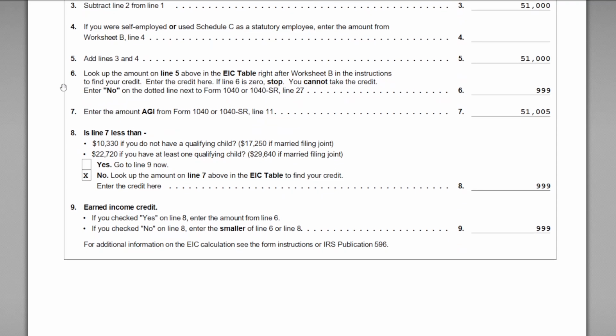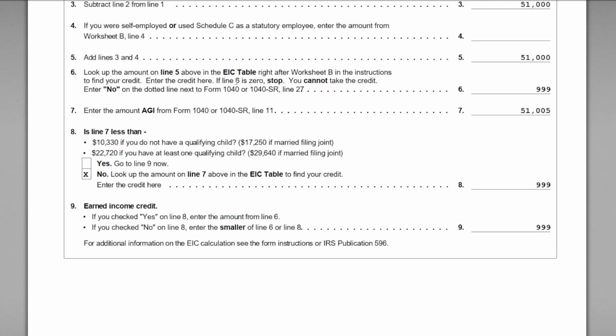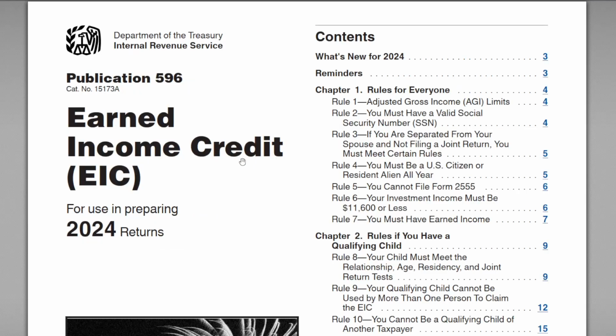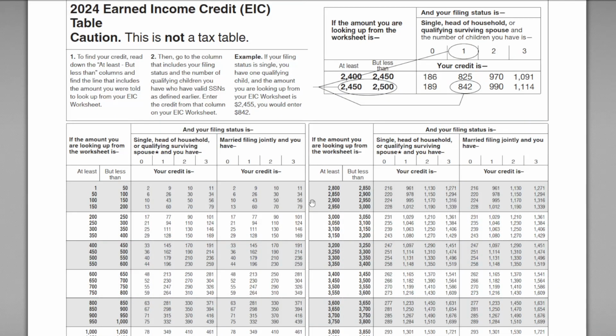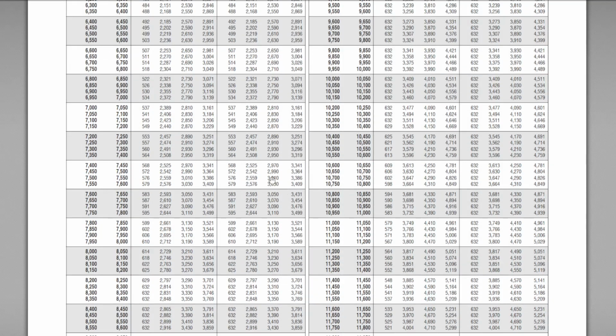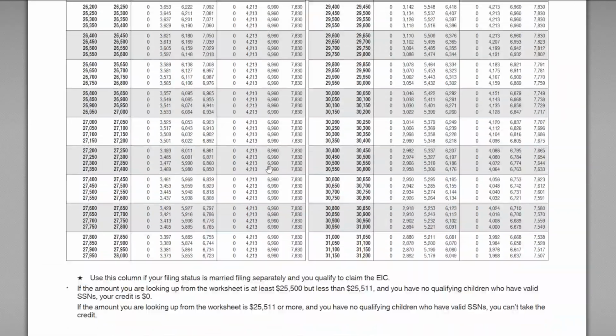Now what we're going to do is look up the amount of income we have here in the EIC table. So look up the amount on line 5 in the EIC table and enter the credit amount here. So we're going to go to the tables in 596 and look up our $51,000 figure. If I go to Publication 596 and go down to the EIC tables here, the way these tables work is the income range you're looking at is in the left-hand column, and then you move left to right based on your filing status and the number of qualifying children that you have. So we're going to scroll on down until we find our $51,000 figure.